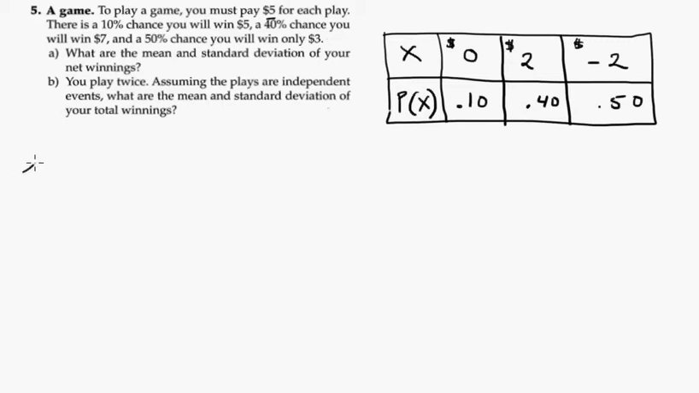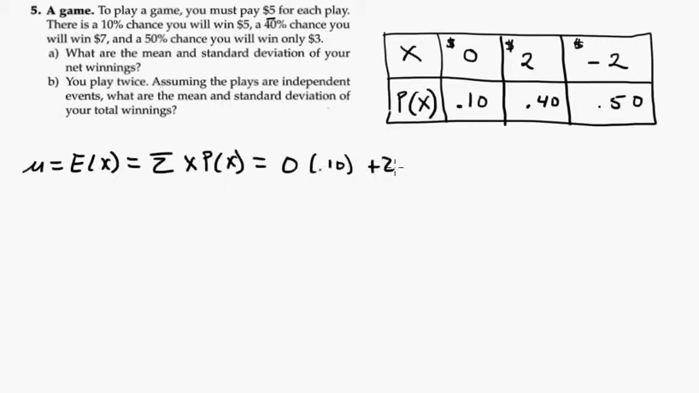Now to find the expected value, that's going to be the sum of each outcome times the probability of the outcome. So that's going to be 0 times 0.10 plus 2 times 0.40 minus, well, you could say plus a minus, but minus $2 times 0.50. And that comes to negative 20 cents.